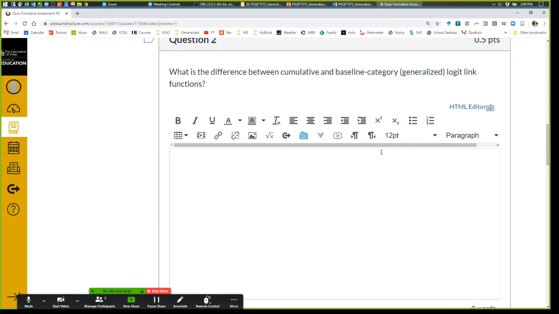Yeah, so if I have 4 categories, 0, 1, 2, 3, then it would be 0 versus 1, 2, 3; 0, 1 versus 2, 3; 0, 1, 2 versus 3. So cumulative means that it's using all of the categories all the time. What type of outcome does that type of link make the most sense for? Ordinal. Yes.